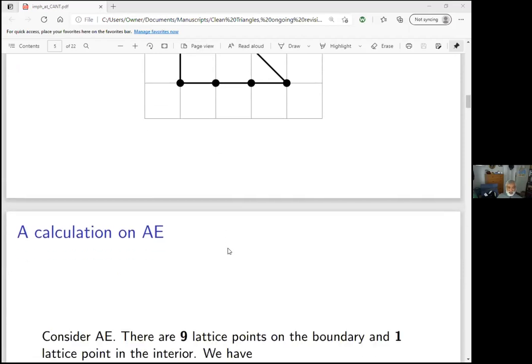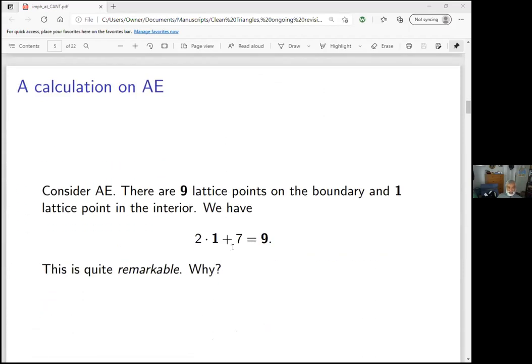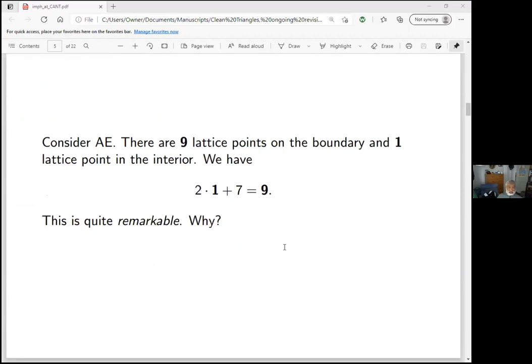Okay. And if you do a calculation, you take the number of lattice points in the interior, which is 1, you multiply it by 2, and you add 7, voila, you get 9, which is the number of lattice points on the boundary. And this is truly a remarkable equality. Again, you're probably wondering what's going on. Has the speaker completely lost his mind? And that may well be the case.